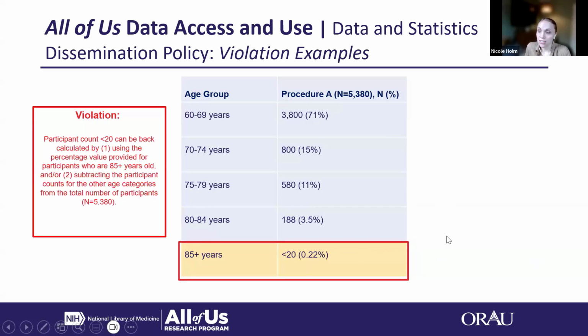Another way that this could present as a violation is if the researcher attempted to mask the participant count of less than 20 by saying "less than 20," but you can still back calculate using the other categories: the 60 to 69, 70 to 74, 75 to 79, and 80 to 84 year age categories. Take the participant counts for those and subtract them from the total amount of participants in the table, and you will get 12. You can also, again, apply that percentage value to the total amount and obtain the count of 12, which is fewer than 20.